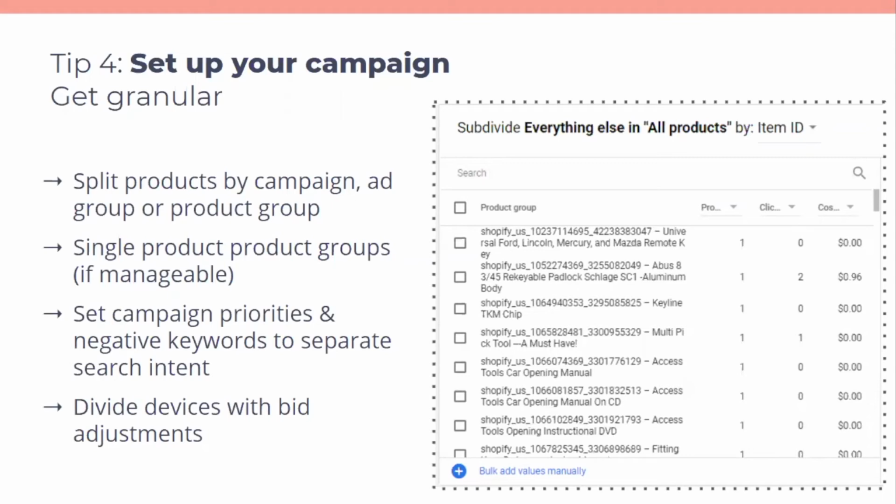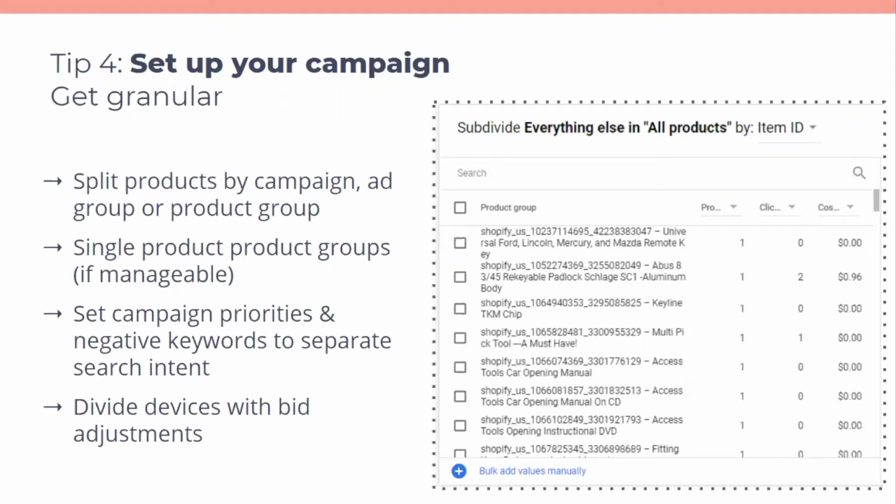So for your desktop campaign, you would put in a negative 100% bid adjustment on mobile to show only on desktop. And same for mobile, you would put that negative bid adjustment on desktop. So you could divide by devices.